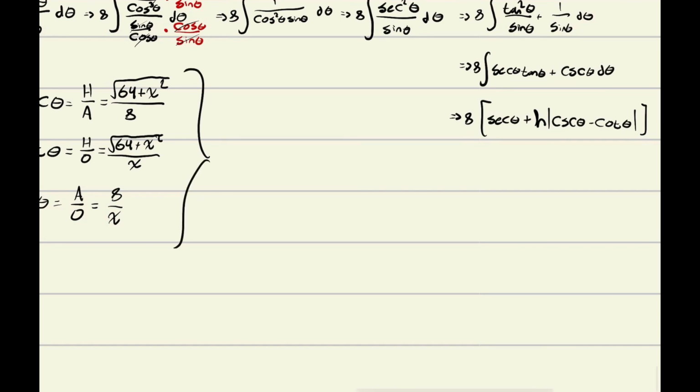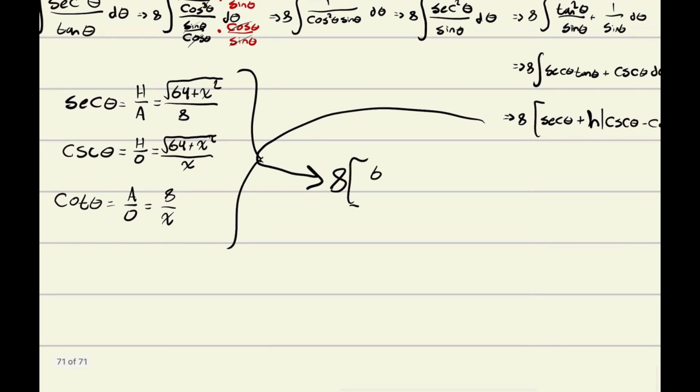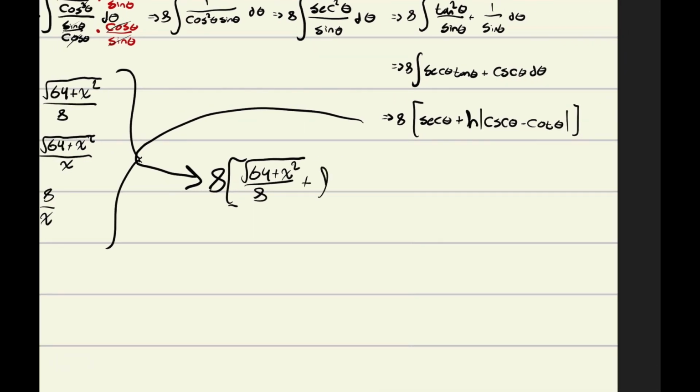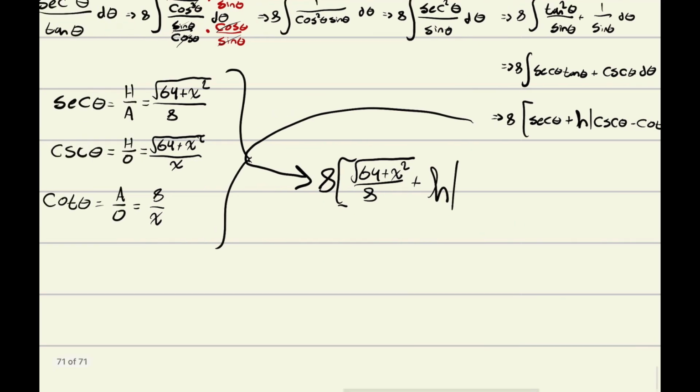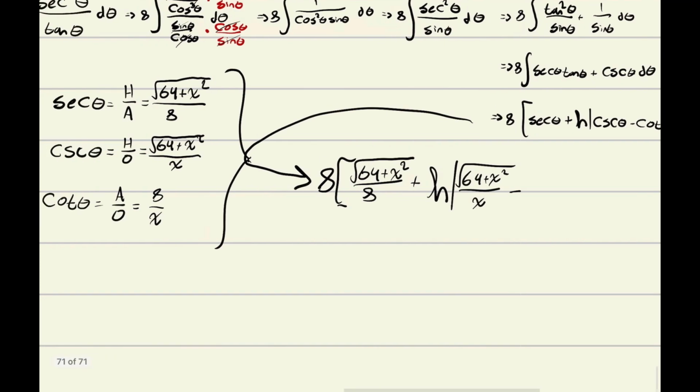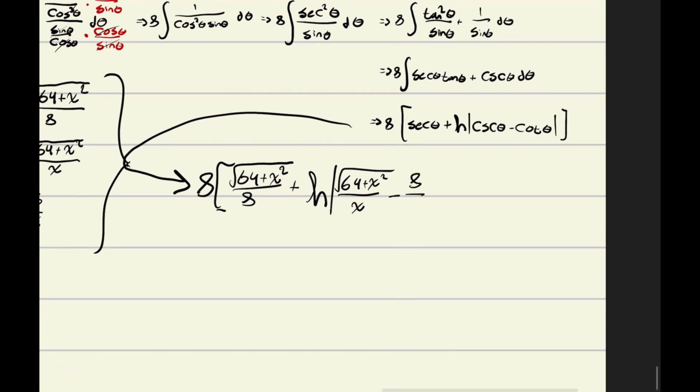So we'll use this information along with what we have so far, and we'll have 8 times secant theta. Secant theta is the square root of 64 plus x squared over 8, plus natural log of cosecant theta, which is the square root of 64 plus x squared over x, minus cotangent of theta, which is 8 over x.